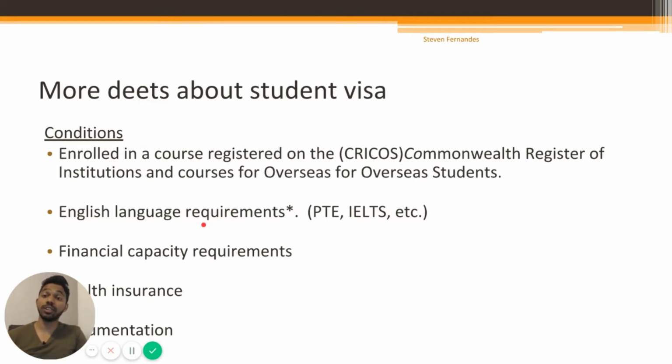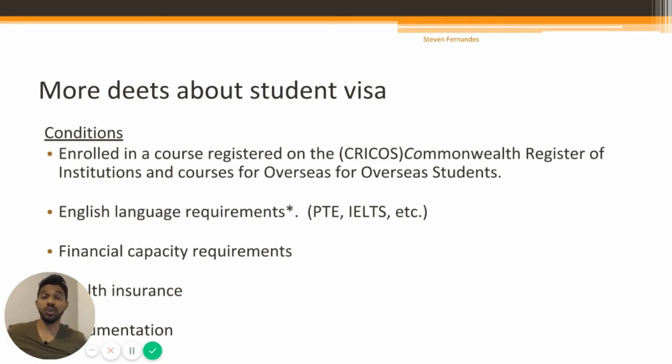Another important condition is that you need to have financial capacity. The Australian government wants to know that you're able to sustain yourself once you get here, that you have enough funds to live here. That can include showing enough money in a bank account, or you can get a sponsor, like your parents, to write a letter saying that they are ready to support you. And even if you don't have money, you could have financing options available to you.